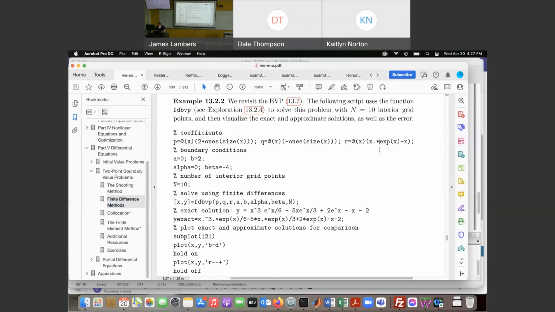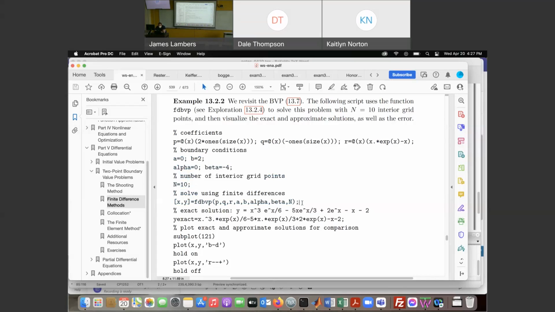So I want these function handles to be able to work regardless of whether the argument x is a number or a vector, or a matrix for that matter. Here I specify my spatial domain, the interval a b, and my boundary values alpha and beta. Here I'm just choosing the number of interior grid points, I'll just pick a small number, 10.